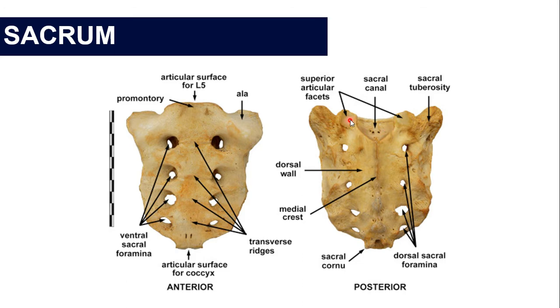We have here the superior articular facets, which will connect to the inferior articular facets of L5. You have here the sacral tuberosities on both sides. We have the dorsal wall of your sacrum, the medial crest, which is found posteriorly, and then the sacral cornu here. So if we have the ventral sacral foramina on the left, we also have the dorsal sacral foramina.